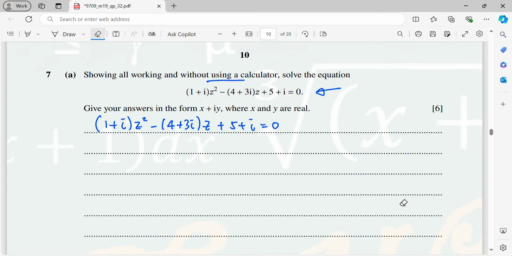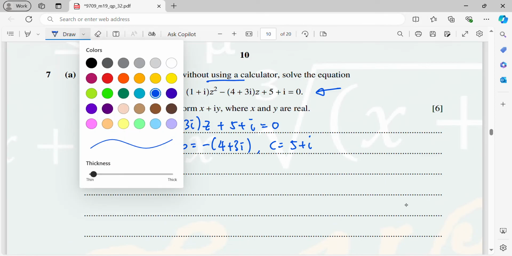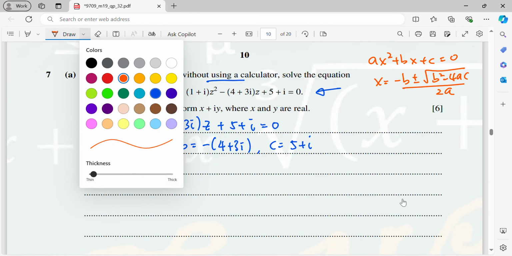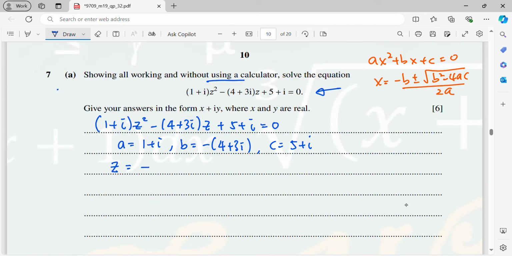So now my coefficient for z squared is 1 plus i. Then the coefficient for z is negative of 4 plus 3i. Then the c is 5 plus i. So now, since your equation is in terms of z, when you solve, that is z. That will be the formula for ax squared plus bx plus c equals 0. Your x is minus b plus minus square root of b squared minus 4ac over 2a. So now I will be getting minus b. So minus minus is a positive. I will just ignore that negative sign.